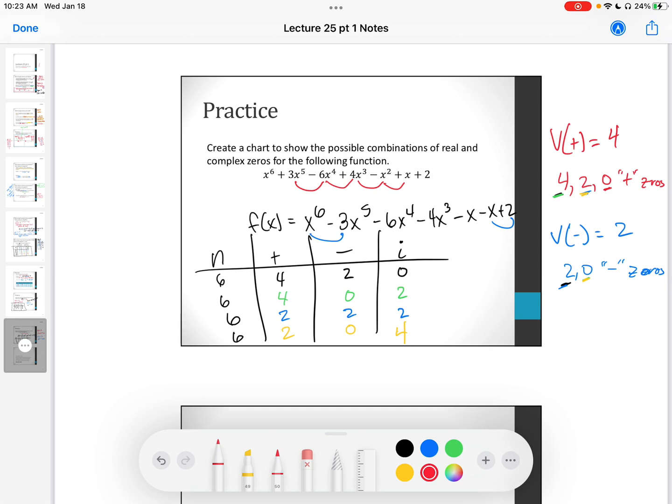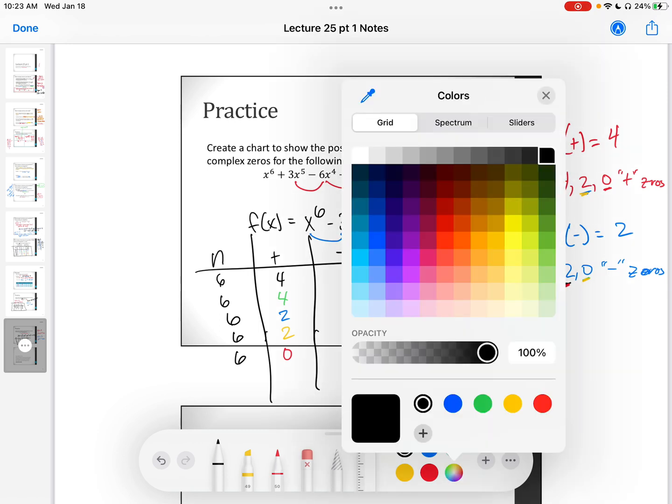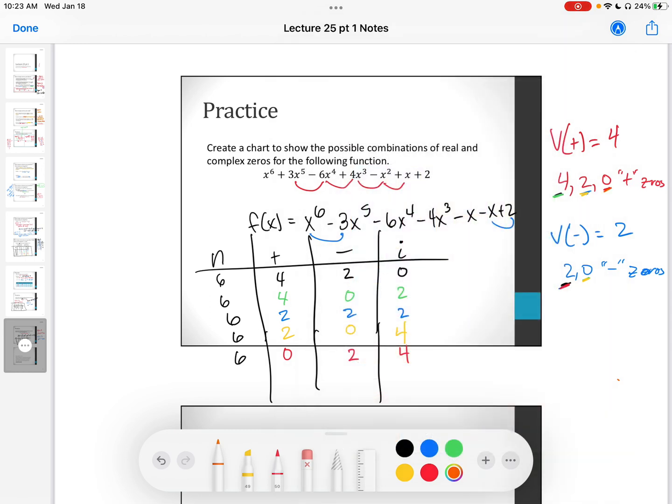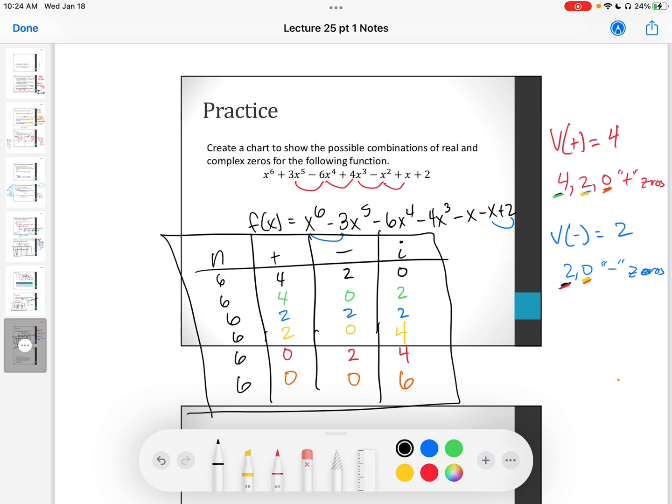I could have 0 positive and 2 negative. 0 positive, 2 negative. Again, would mean I would need to have 4 to get myself up to 6. Okay, and then my last one here, we'll pick a pretty orange color here. I could have 0 and 0. If I had 0 and 0, I would need to have 6 imaginary numbers to get myself totaled up. Okay, and that's how we make these charts for all the possibilities that we could have for how our zeros will work.